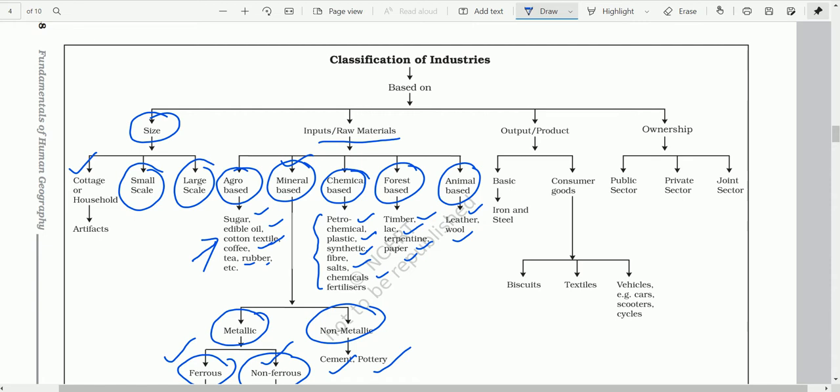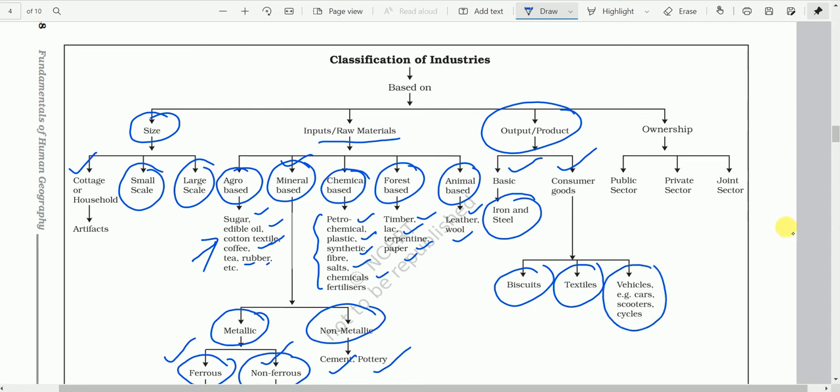And next, on the basis of output or product, industries are classified into basic and consumer goods industries. So we have the iron and steel industry as an example of a basic industry. Then some examples of consumer goods industries are biscuit industry, textile industry, and automobile industries like cars, scooters, cycles manufacturing.